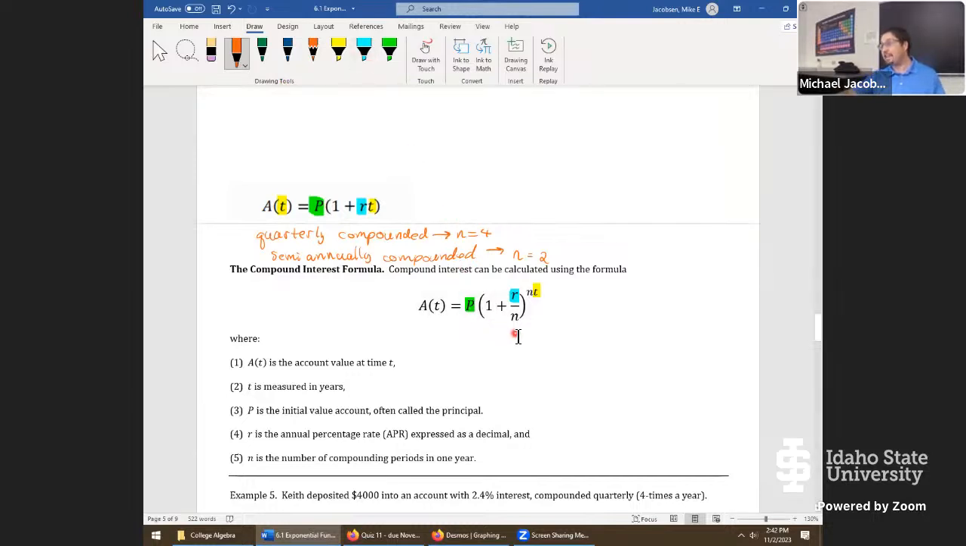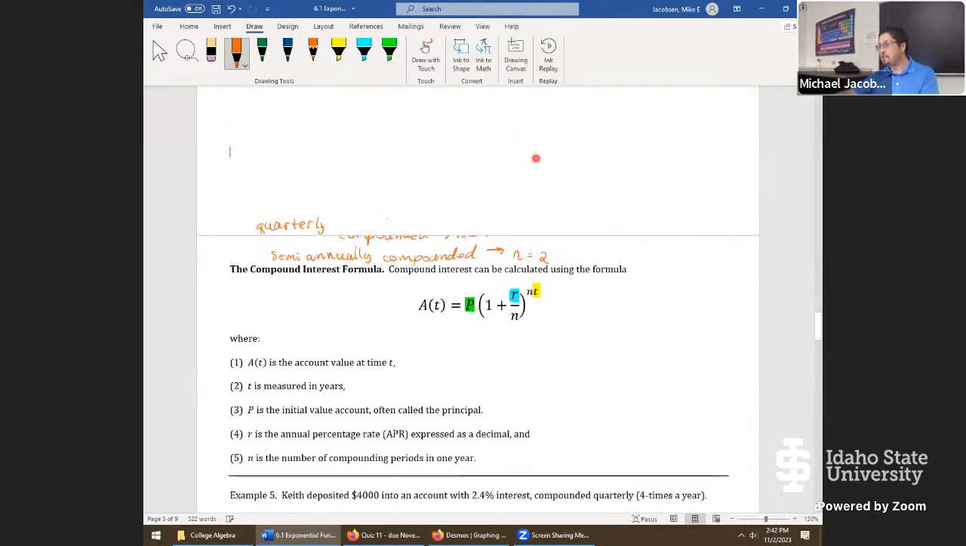If we let that variable n get larger and larger, the formula will change on us. So we'll have a next formula that we're going to take a look at. But as far as the quiz goes, it's this formula here for simple interest and this one right here for compound interest. That takes care of the entirety of the quiz.